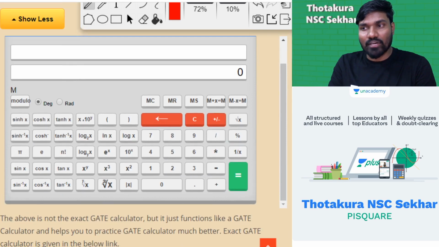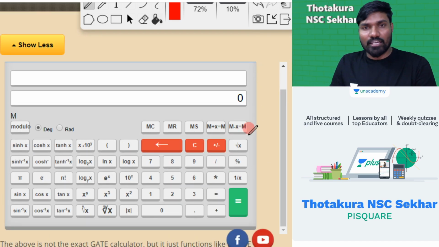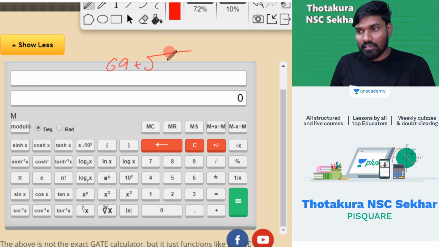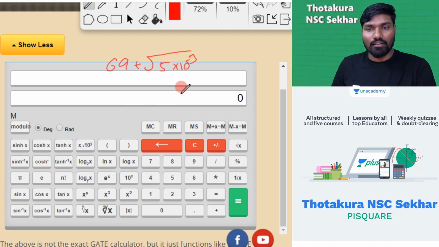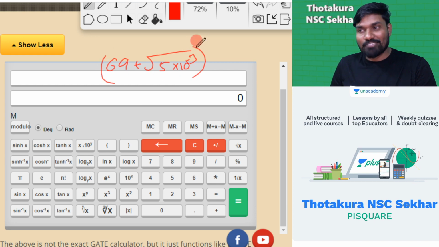Once you have this calculator in hand, we can do any sort of calculation, I can say. Okay, what was the value? 69 plus under root 5 into 10 power minus 3. And let's take the inverse of this also, to make it even more complicated.